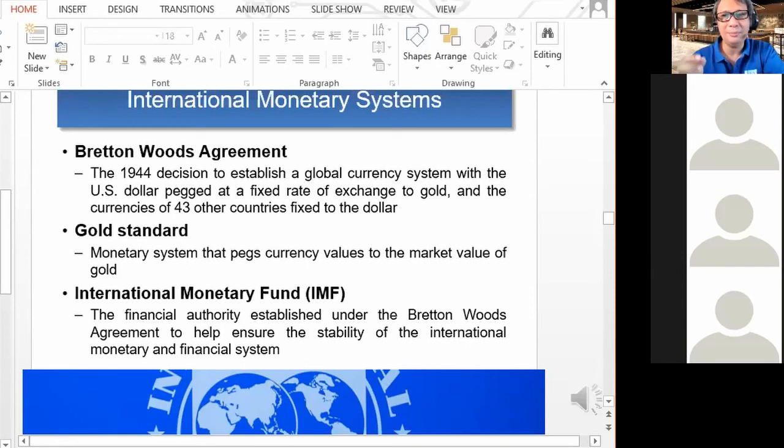Merong money na naka-base or naka-peg sa value ng foreign currency. Pero sa value ng precious metal, wala na. Although, meron pa rin mga nations na may gold reserve. And that also adds to their wealth. Just like I mentioned, United States, Switzerland. Yan, meron sila mga gold reserve. Okay. Philippines, meron din tayong gold reserve. Okay.